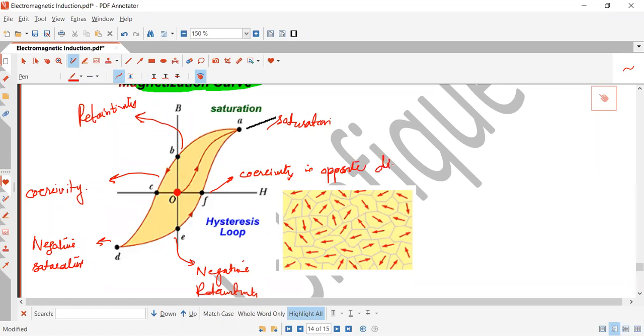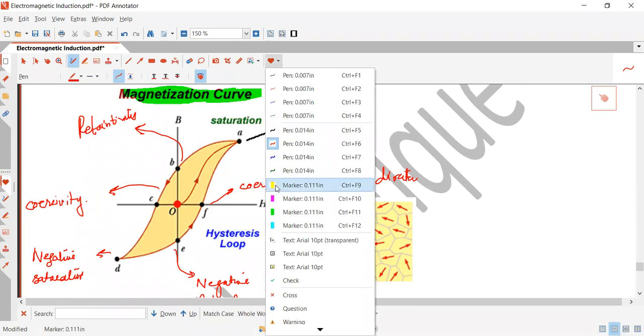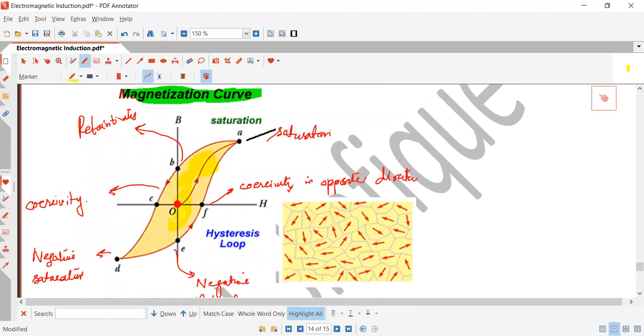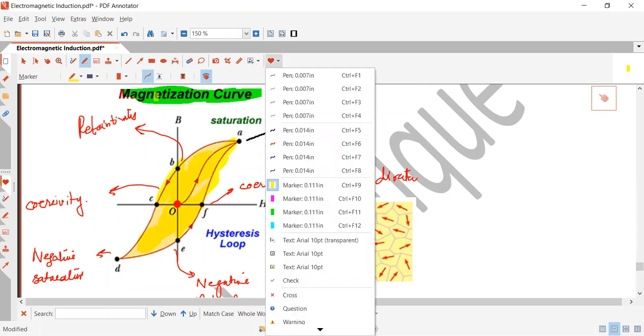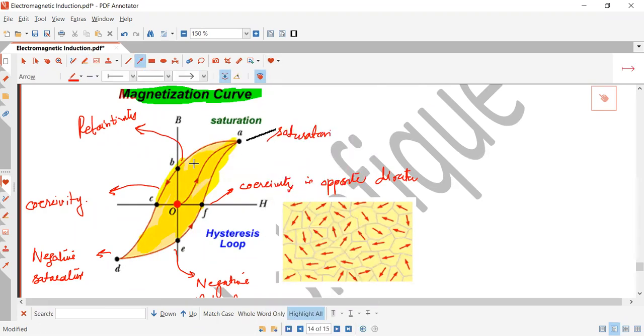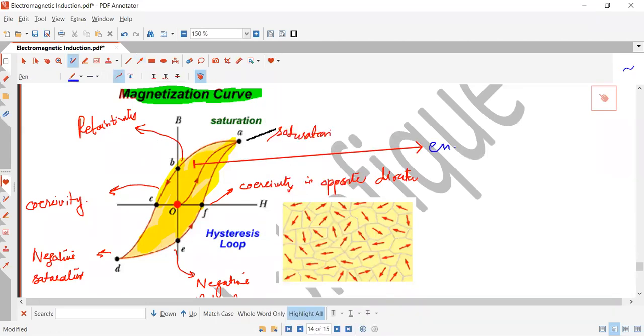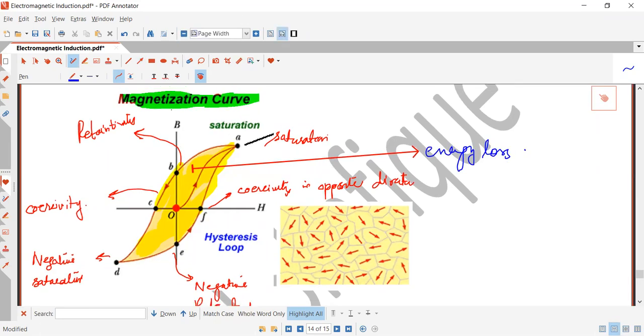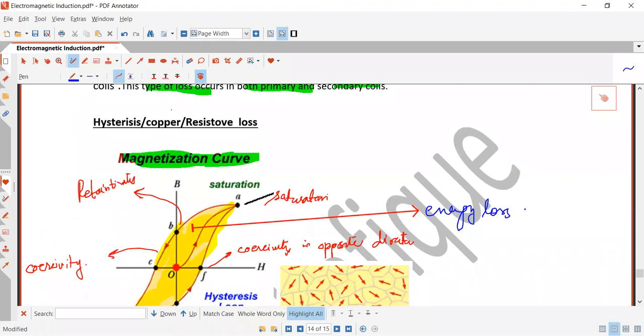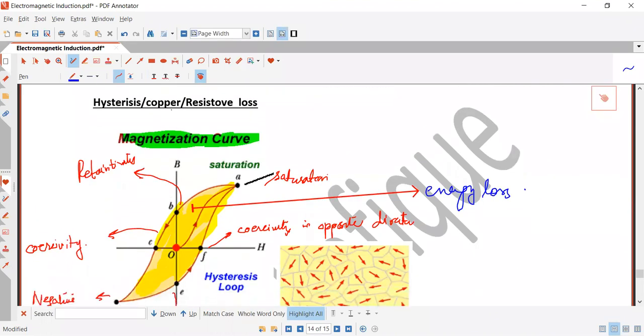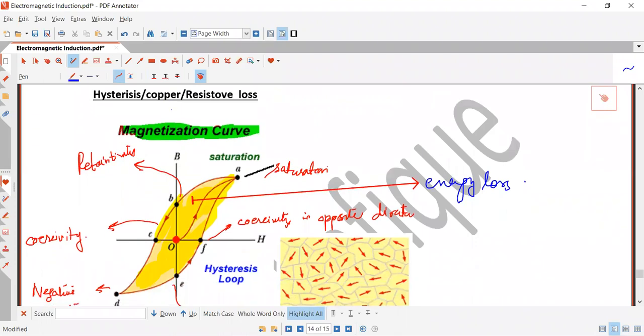So I told you, students, the area of this curve represents the energy loss, like this area that I'm going to shade. Students, this is representing what? The energy loss. This is the same energy loss that we studied over there. What do we call it, students? This area is called hysteresis loss, and this loop is called the hysteresis loop, right?